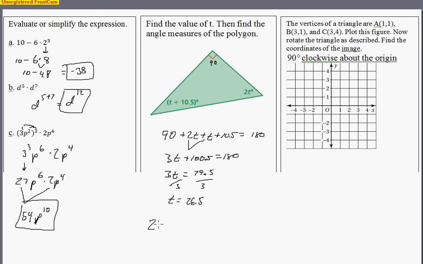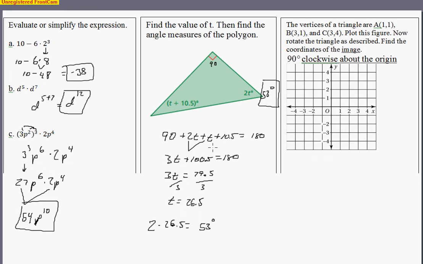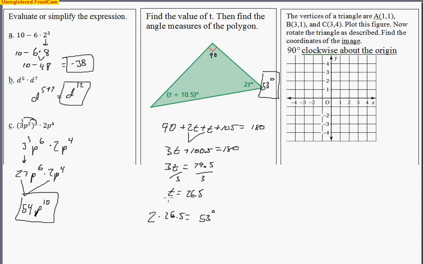So 2 times 26.5 leaves me with 53 degrees. And so that's going to end up being this angle right here, so 53 degrees. And then the next one, I've got to do 10.5 plus this 26.5. So t plus 10.5 is what I'm doing. So 26.5 plus the 10.5 leaves me with 37 degrees. So this angle is 37.